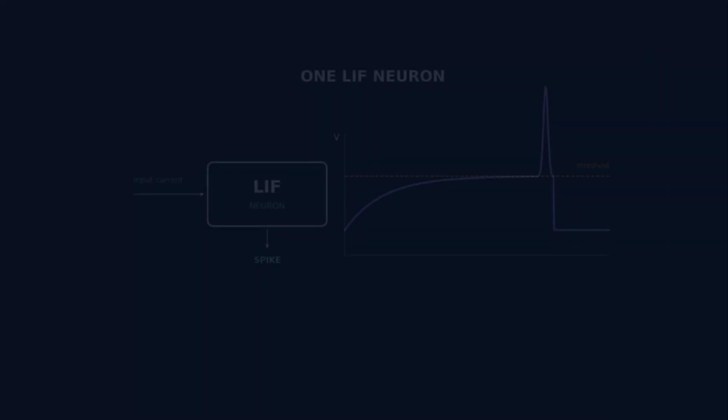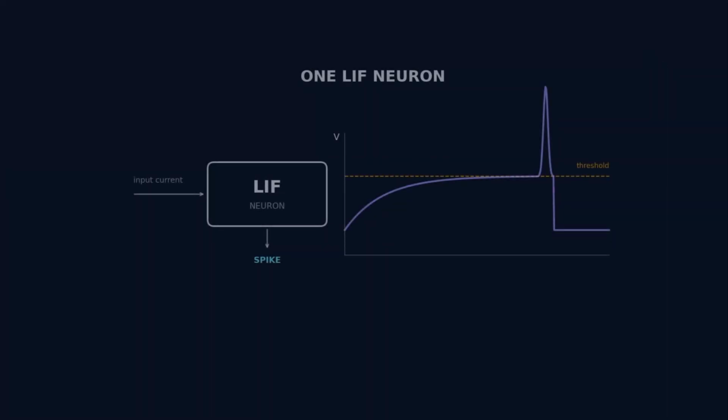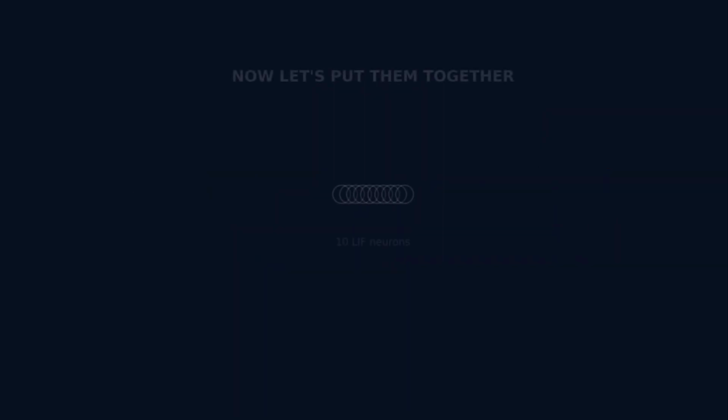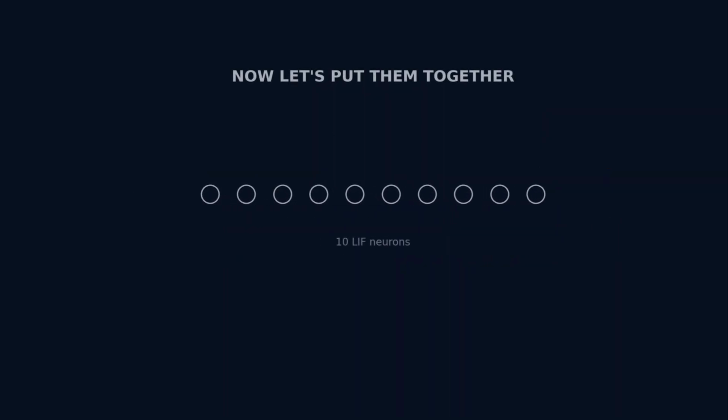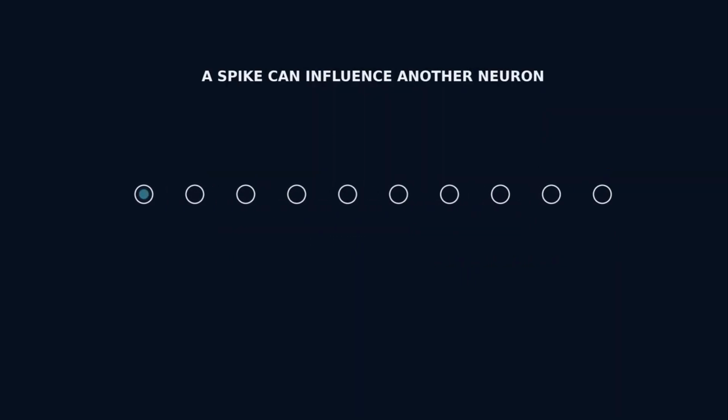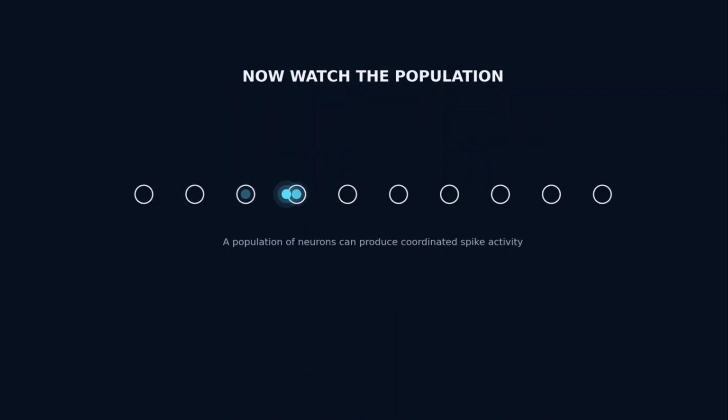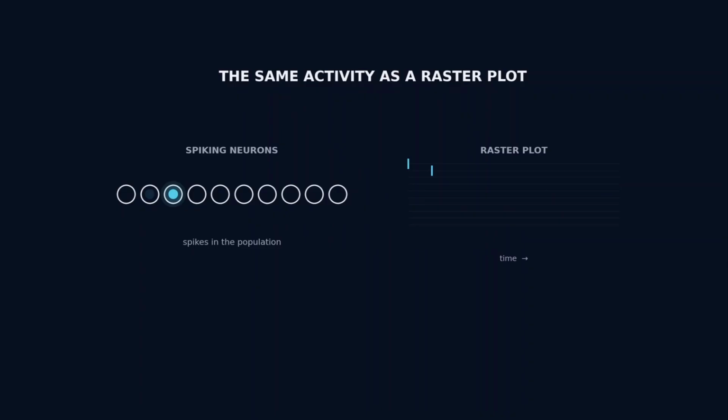In the last video, we built a single leaky integrate and fire neuron. But a brain doesn't contain one neuron. It contains a network of neurons communicating with each other. So today, we are going to take a single neuron and gradually turn it into a spiking neural network. And by the end, you'll see how an individual spike can propagate through an entire network.